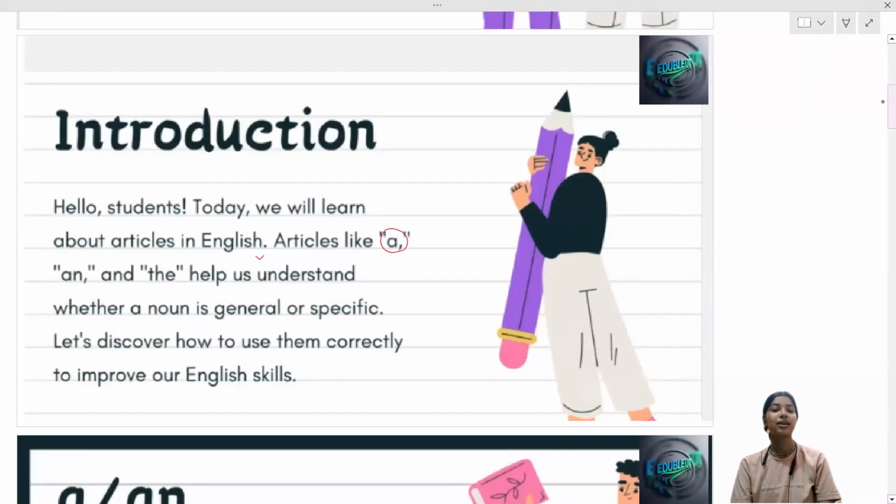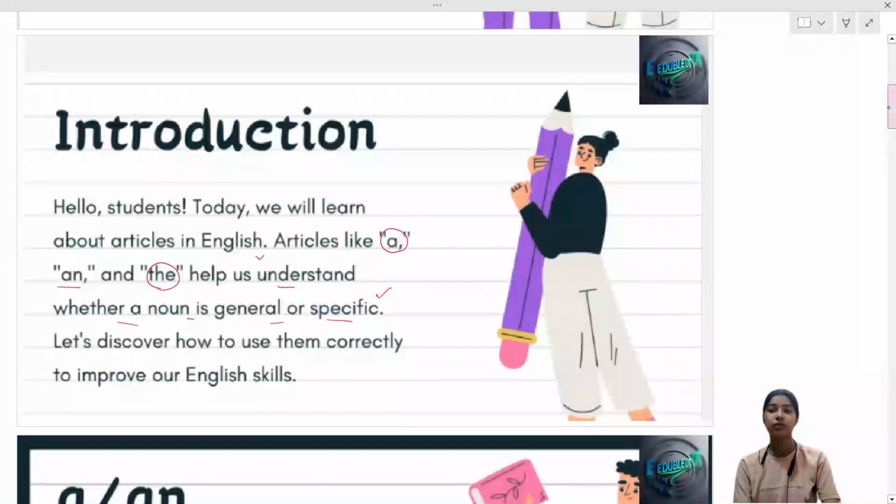Articles are like a, an, and the. They help us understand whether a noun is general or specific. General means we are just talking in general, not something special or proper, but very common. When we are talking about specific, we are talking about a proper noun or a specific kind of noun. Then we learn where we have to use a or an, where we have to use the, and where we don't have to use any article. We are going to learn that today.